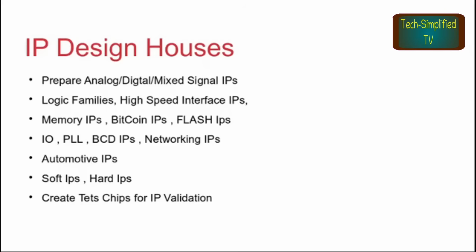IP design houses make the IPs in different formats. Either they can supply soft IPs or hard IPs. Mostly it is hard IP, or in between there could be a firm IP also. These IP design houses also have a unit that usually makes a test chip, where different combinations of the IPs they manufacture are used to check the functionality in silicon. So they go up to the silicon also. The silicon is actually made in the fab, but this is done there also.